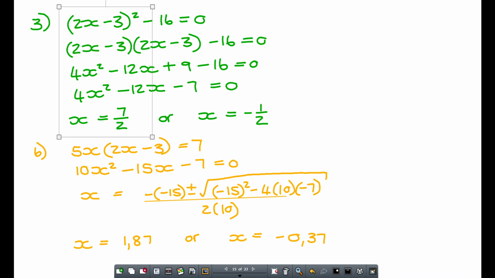Andrie Pretorius, kom asseblief kantoor toe. Andrie Pretorius. En dan gaan tik ek weer in minus 'n half en dan kry ek ook 0.